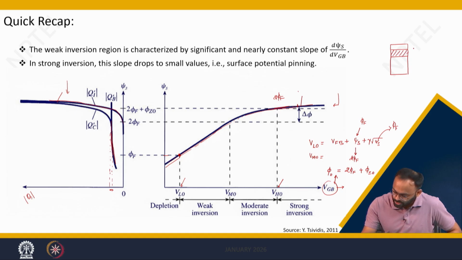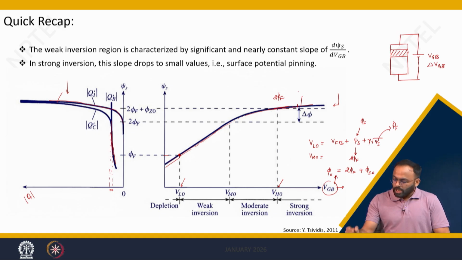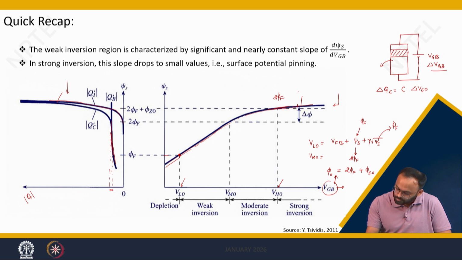Now what will happen if I change this gate to body voltage by a small amount? Let us say I am changing it incrementally, meaning if you change the voltage incrementally, then there will be a change in the charge. So this change in voltage reflects the change in charge, which gives you the capacitance. That is called small signal capacitance.